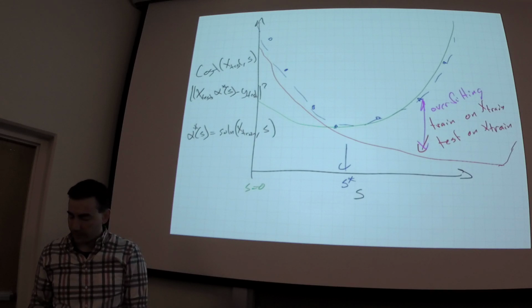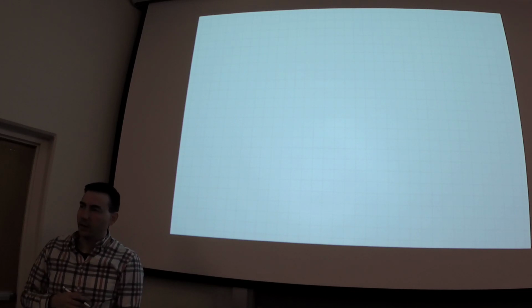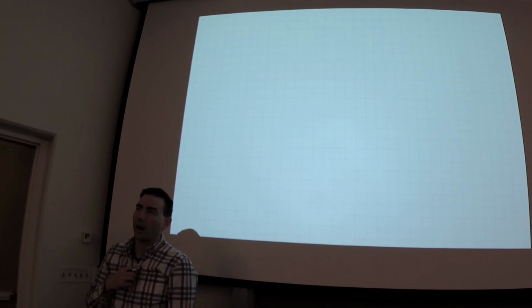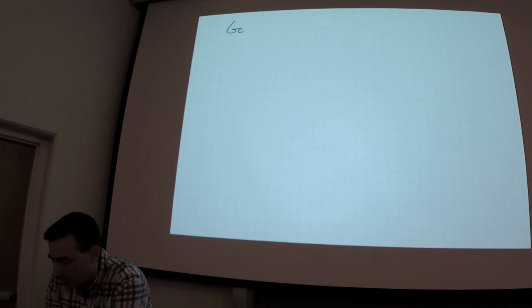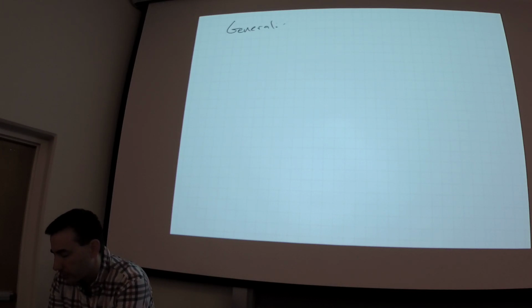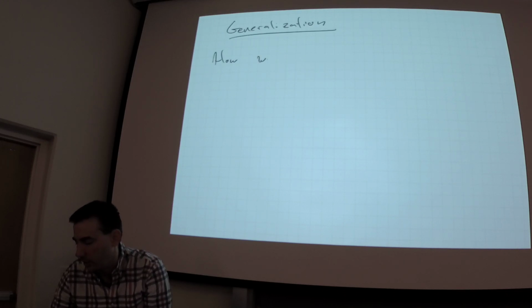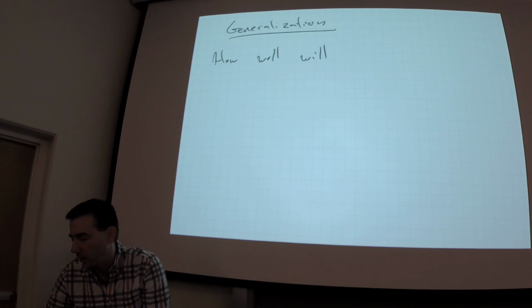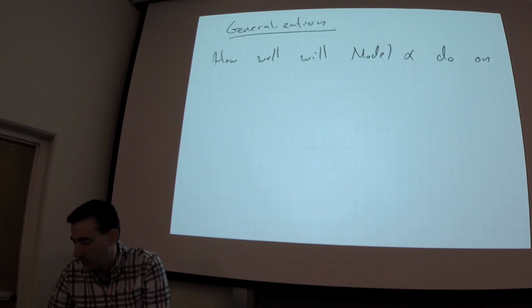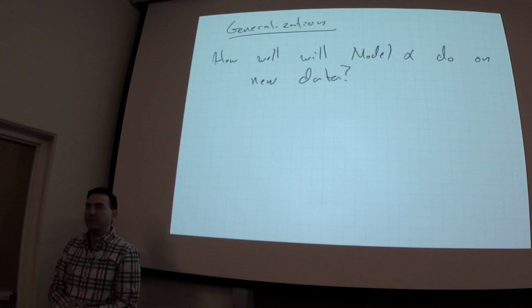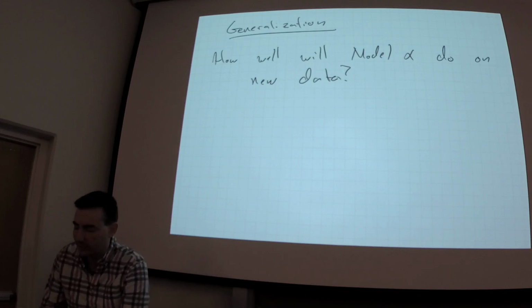Okay, so there are a couple more questions that you probably have. So the first one might be around generalization, and this is how well will the model alpha do on new data. Okay, so if I look at my score on the test data, right?